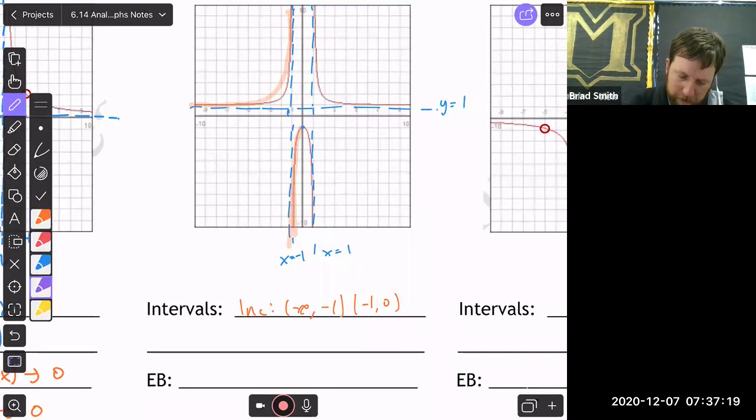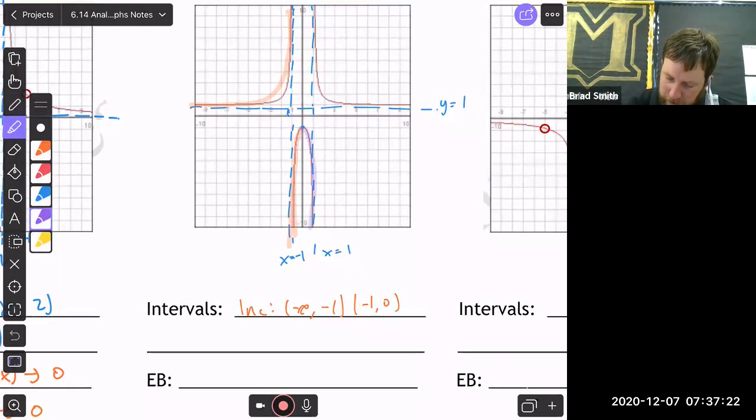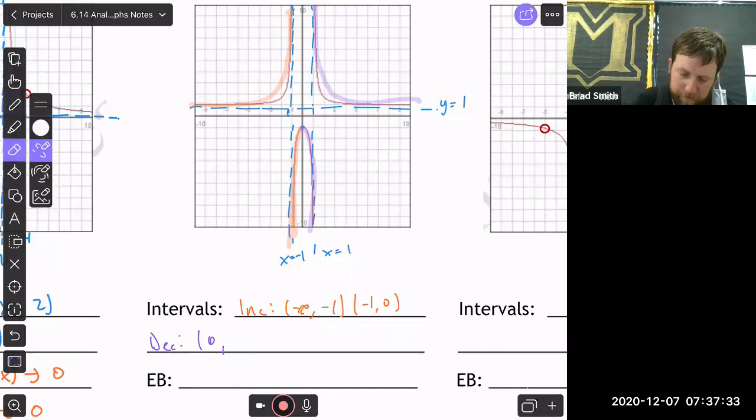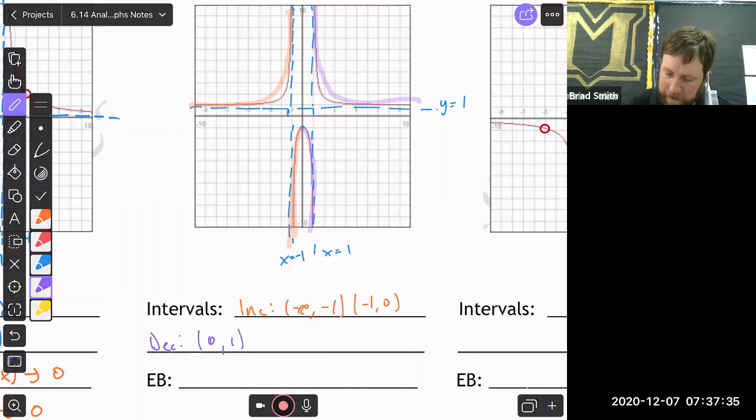Then if I look at my other piece, now it's going to turn, it's going to decrease. And this is also decreasing. So looking at your pictures here, the other part's going to be decreasing from 0 to positive 1. And then it's got the asymptotes, so it's going to pick back up and go from 1 to infinity. Just reading the different pieces of the graph. You see the middle, it turns. It goes from increasing to decreasing because that's a parabola piece. And you're good to go.